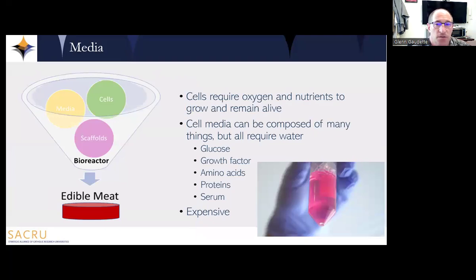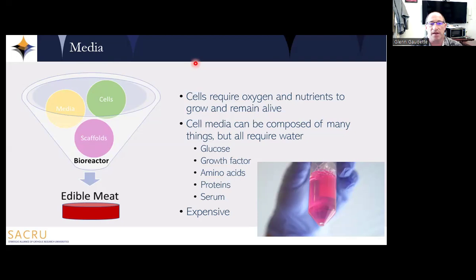We also need to think about the media. So again, we talked about the cells, talked about the scaffolds, but that Gatorade for the cells, the media, carries the oxygen, it carries the nutrients that the cells need to stay alive, to stay viable. It also takes away a lot of the metabolic waste.